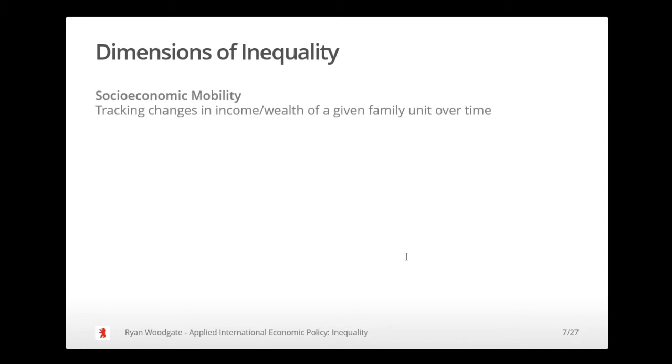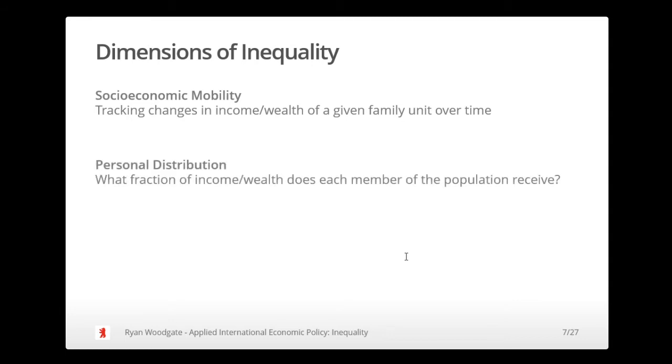So we have various dimensions of inequality, as I briefly mentioned in the table of contents. We have socioeconomic mobility. Well, this is tracking changes in income or wealth or any other variable of interest of a given family over time. So, for example, what is the difference between a son's income and his father's income? We're going to get a little bit into this, but only very briefly in this presentation.